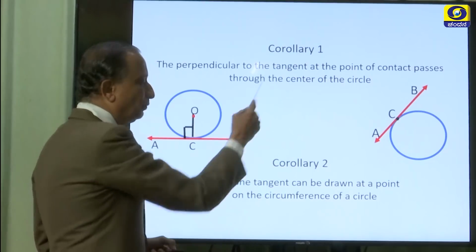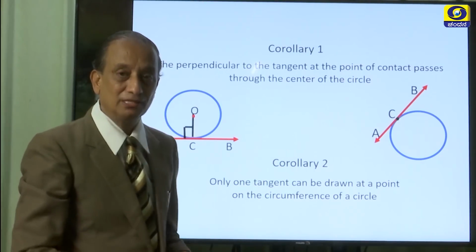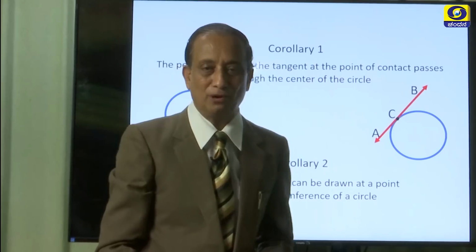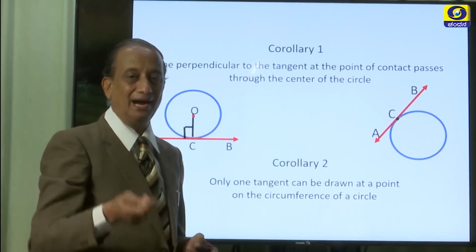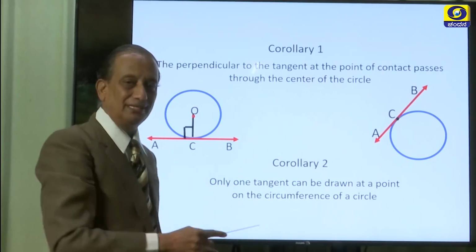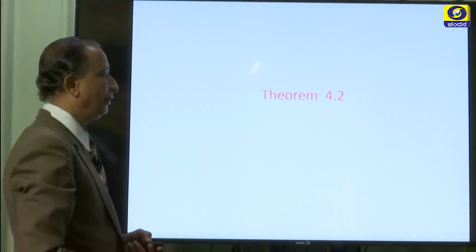So these are the two corollaries which will help us to solve many problems. So we have understood 4.1, its converse, and along with that two corollaries. With this we have completed 4.1.